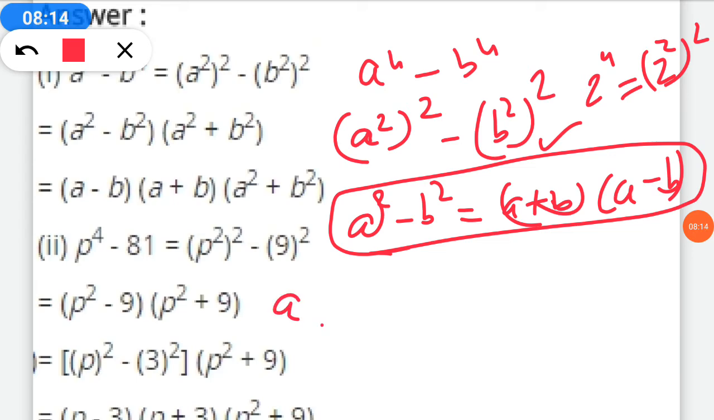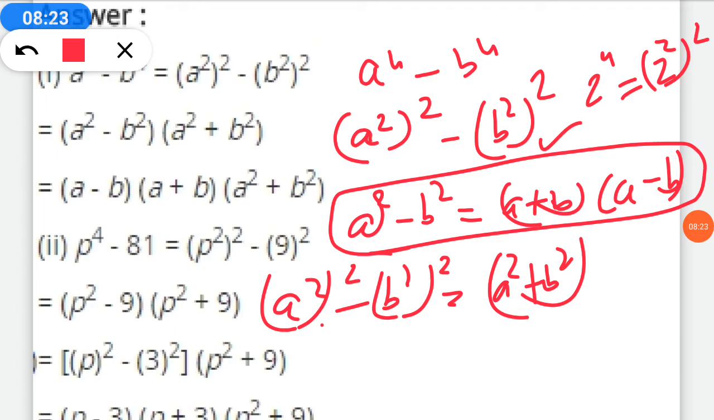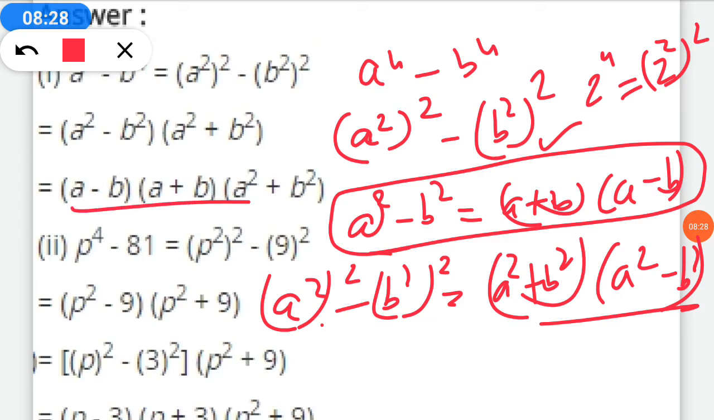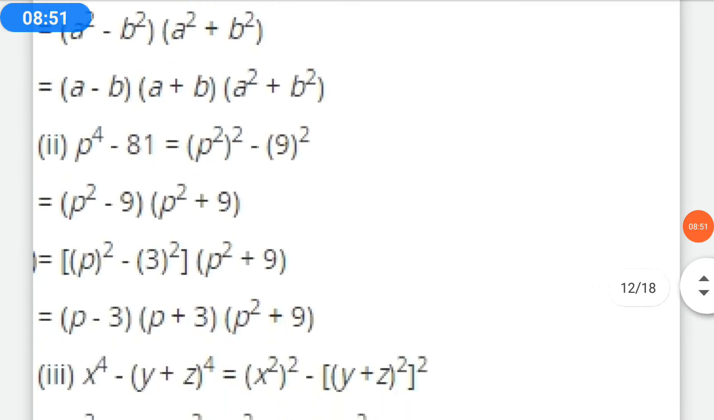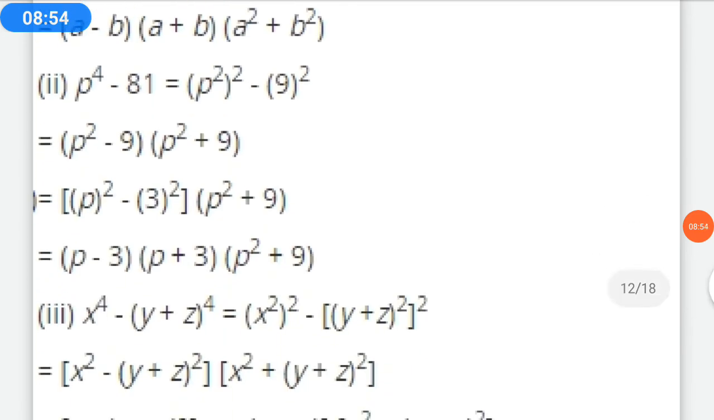So (a²)² − (b²)² is equal to (a² + b²)(a² − b²), which is the answer. Clear to everyone? Now here again, a² − b² we can split it. So it will be (a² + b²)(a − b)(a + b). If you are not going to split it again, it will be the required answer. You can stop the answer here. Clear?